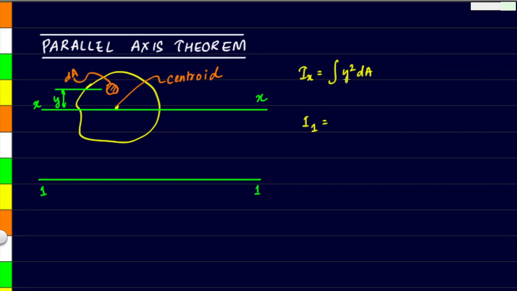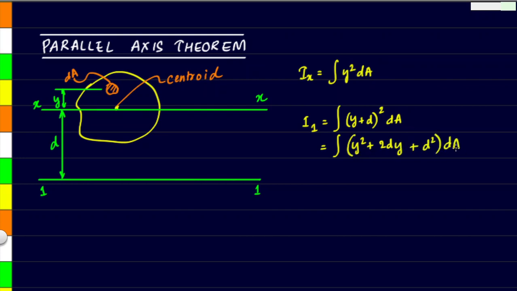And if we want to put the definition of I1, we will have to know the distance between the two axes as well. Let us say that distance is constant and is equal to d. So when we put the definition of moment of inertia, we get y plus d as the total distance, square of that multiplied with dA. When we open the brackets here, we get y square plus 2dy plus d square inside the bracket and the dA term here. Let's distribute this integration sign to all the terms inside.